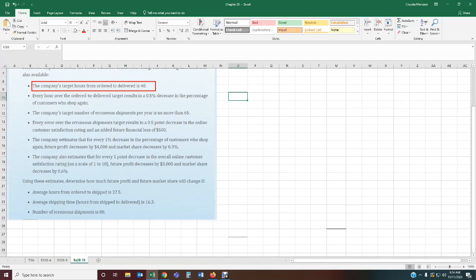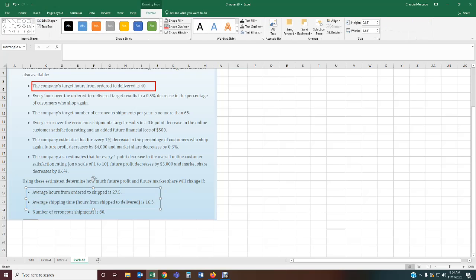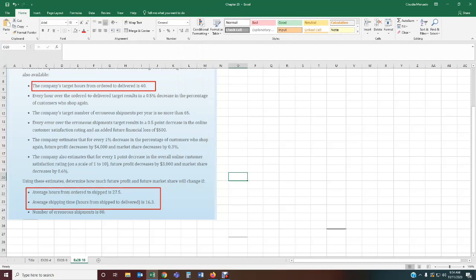Now let's look at the last bullets here where it says average hours from order to shipped is 27.5. So it takes me 27 and a half hours from when the order is placed to the shipping point, and then it takes me 16.3 hours from the shipping time to the delivery time. So this is broken down between the time the order is placed to when it's shipped, and the hours from when it's shipped to when it's delivered. These two items combined are going to be compared to your target hours from ordered to delivered.